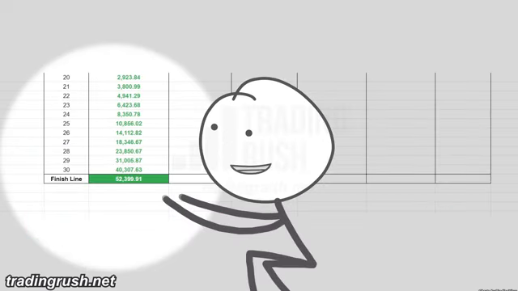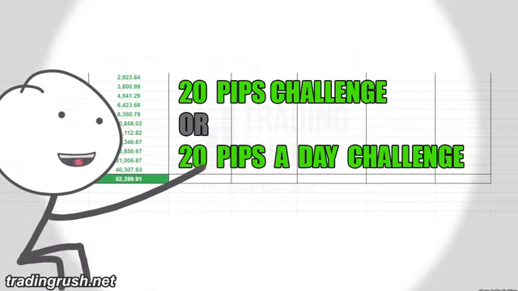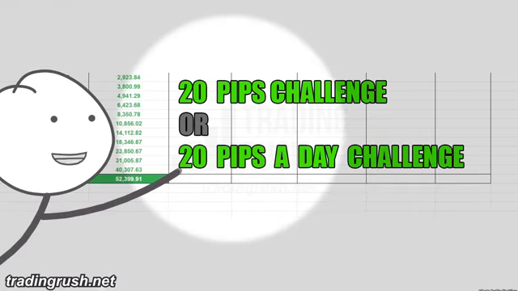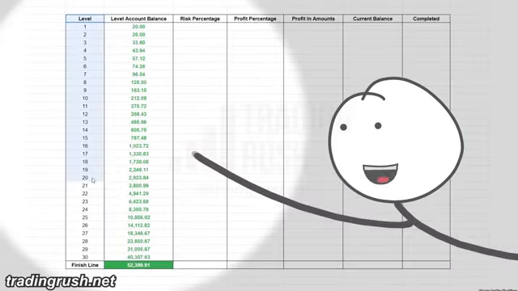Well, it's a fast account growth strategy. It's also called the 20 pips a day challenge. 20 pips can sound like a forex term, but the strategy works in all kinds of markets. Be it stocks or crypto, it doesn't matter. The main idea is this.